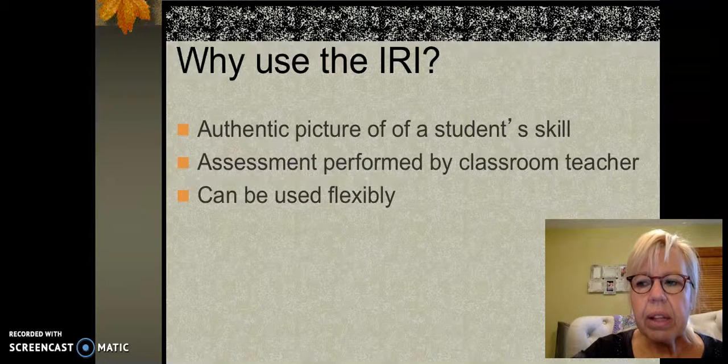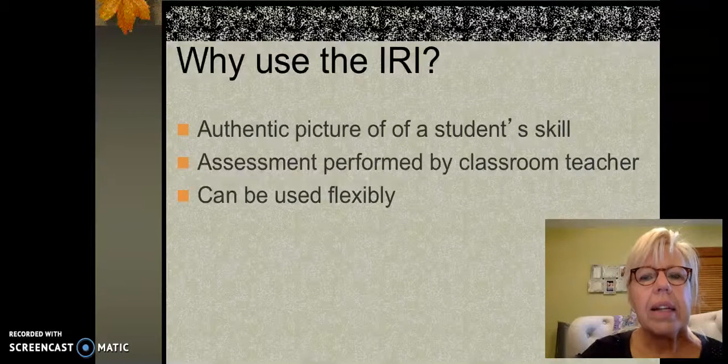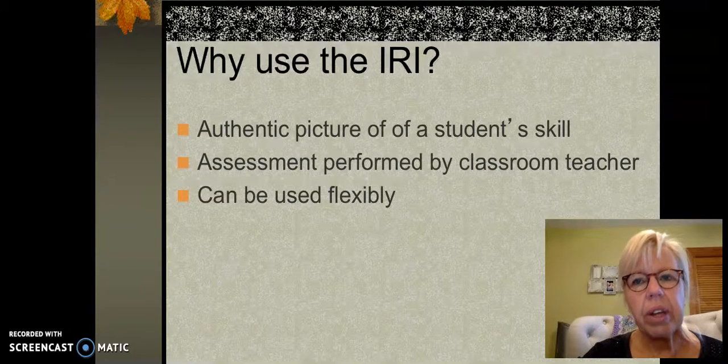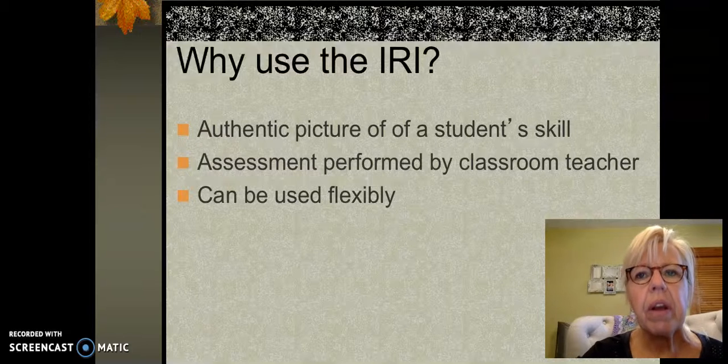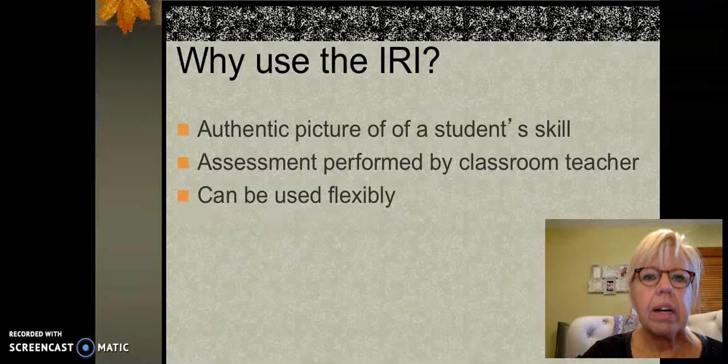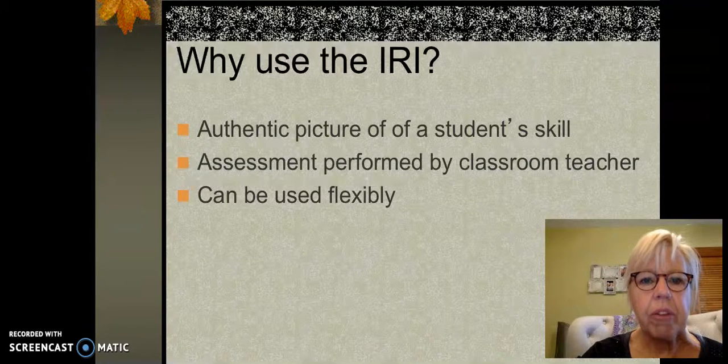So the informal reading inventory, which is the generic term for this type of assessment, allows you as the classroom teacher or the reading specialist, Title I reading person, RTI interventionist, whatever, to really get a good picture of a student's reading ability because you are looking at these various issues.